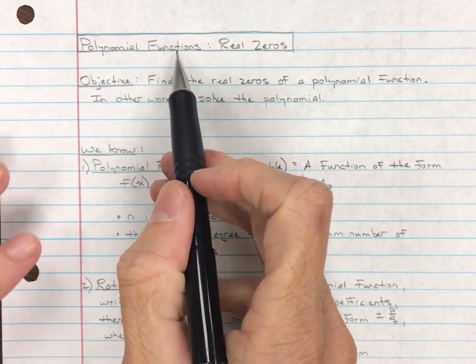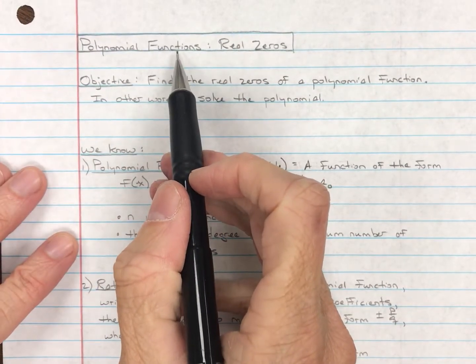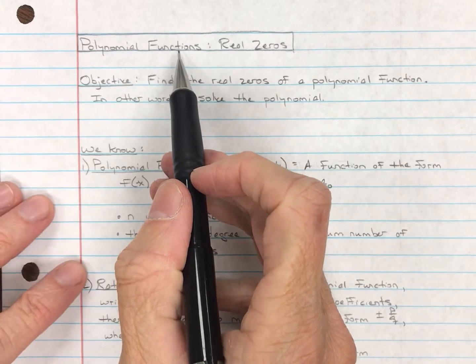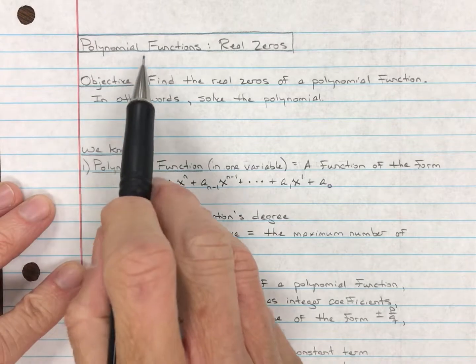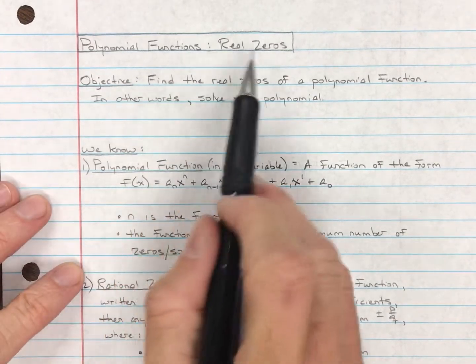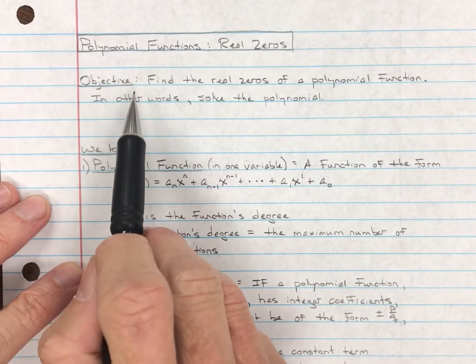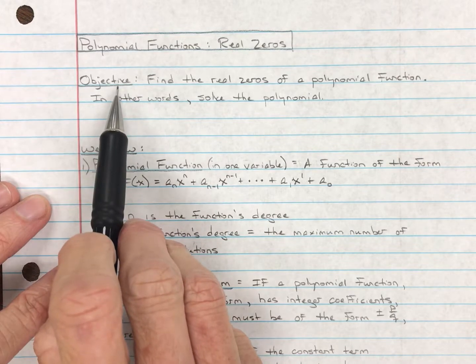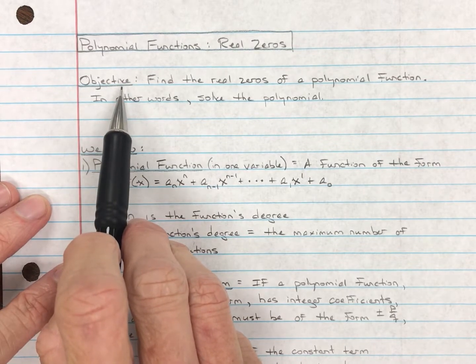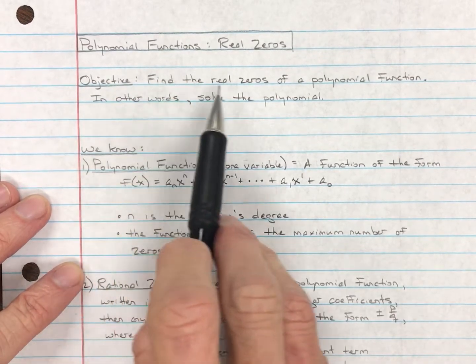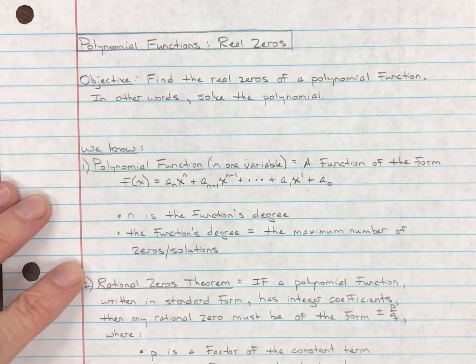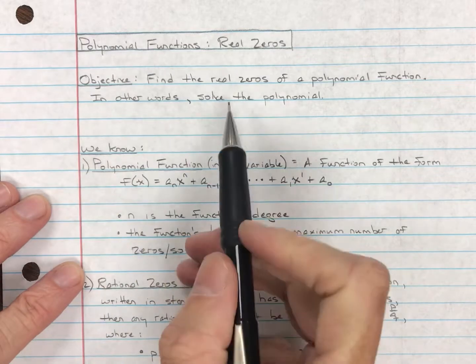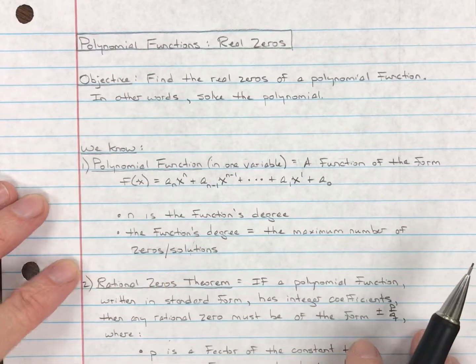Polynomial functions. Okay, let's bring this all together. We've done a number of video lectures on polynomial functions and zeros, and the objective for this video lecture is to bring all that together. We want to find the real zeros of a polynomial function. In other words, we want to solve the polynomial, okay?